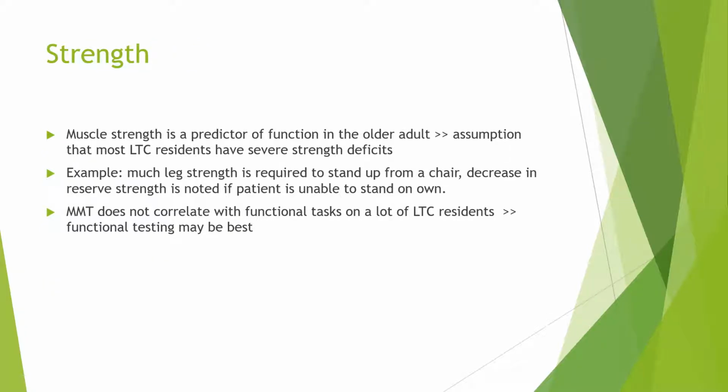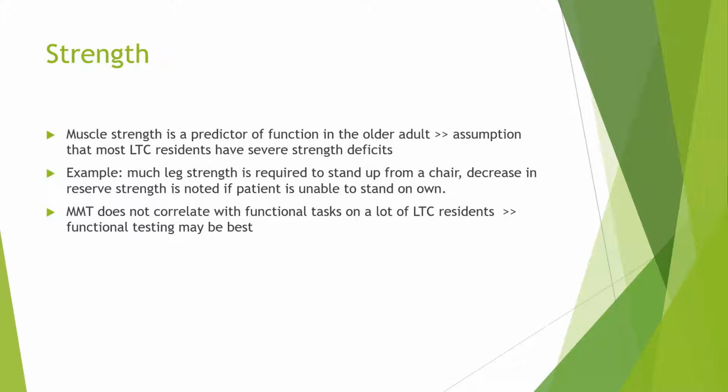Strength. Like we've talked about before, muscle strength is a predictor of function in the older adult. We tend to make assumptions again that most long-term care residents have severe strength deficits, but maybe they do, maybe they don't. Again, if they're an independent ambulator in the facility, they're probably not as weak as our patient down the hall that's bedbound. So we need to make sure that we're assessing them appropriately and using objective data to determine their level of independence or dependence.